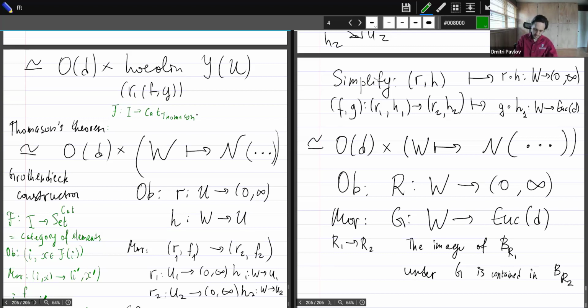Or if you prefer, you can actually compose it with a nerve functor and land in simplicial sets directly. Then the homotopic limit of this composition, so nerve composed with F, is weakly equivalent to the nerve of the category given by the Grothendieck construction of F.